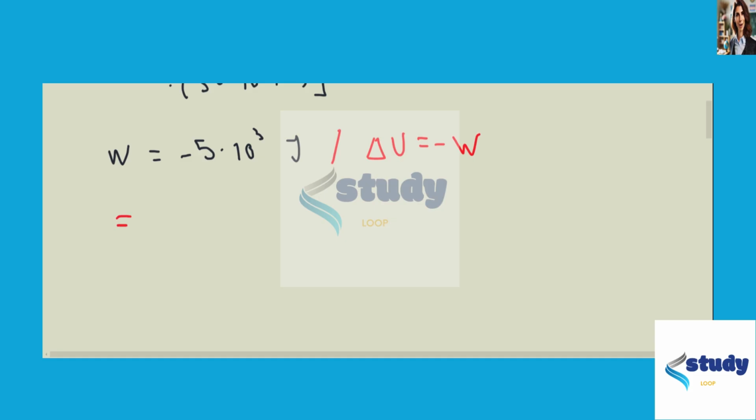So from here we can finally say that the change in internal energy for this adiabatic process is going to be 5 times 10 to the third power joules. And as we can see, delta U is positive, which means that the temperature will increase, because always delta U is directly proportional to delta T. If delta U increases, delta T increases. There is an increase in the temperature in this process. This is also a characteristic of adiabatic processes.